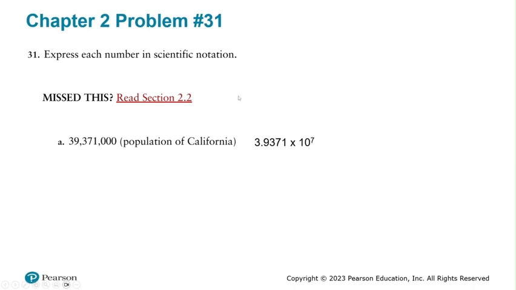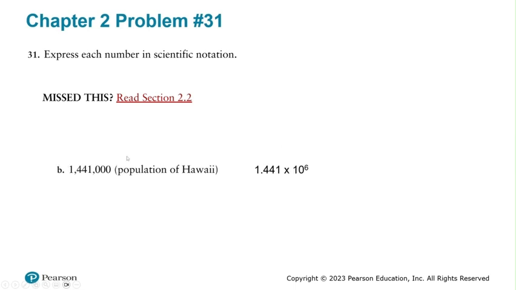All right, so for our first one, since we're going to cut off these three digits, we're going to keep 3.9371, all of the significant figures. Since we moved 3, and then another 3 for 6, and then one more position for the decimal, we'll have 10 to the 7. Since 39 million is larger than 3.9, we're going to have a positive exponent, or increase the number on the exponent. Next, 1,400,041. We're going to convert that to 1.441 times 10 to the 6.